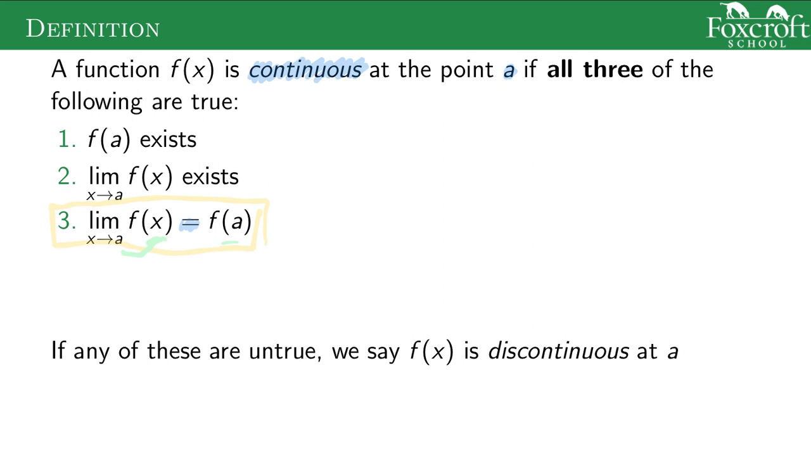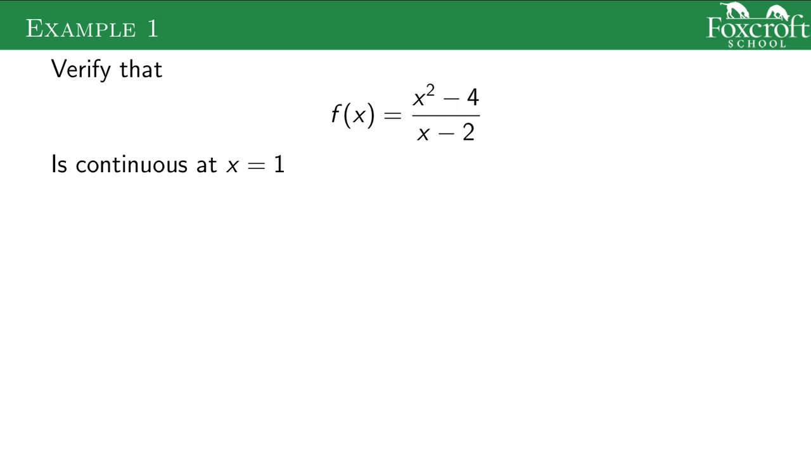If any of these are untrue, or multiple are untrue, we call our function discontinuous. Discontinuous means it's not continuous. So let's verify that this function is continuous at 1. The first thing we need to do is figure out, does f of 1 exist? f of 1 means I plug 1 into my function. I get 1 minus 4 over 1 minus 2, negative 3 over negative 1, which is positive 3. So my function value does exist.